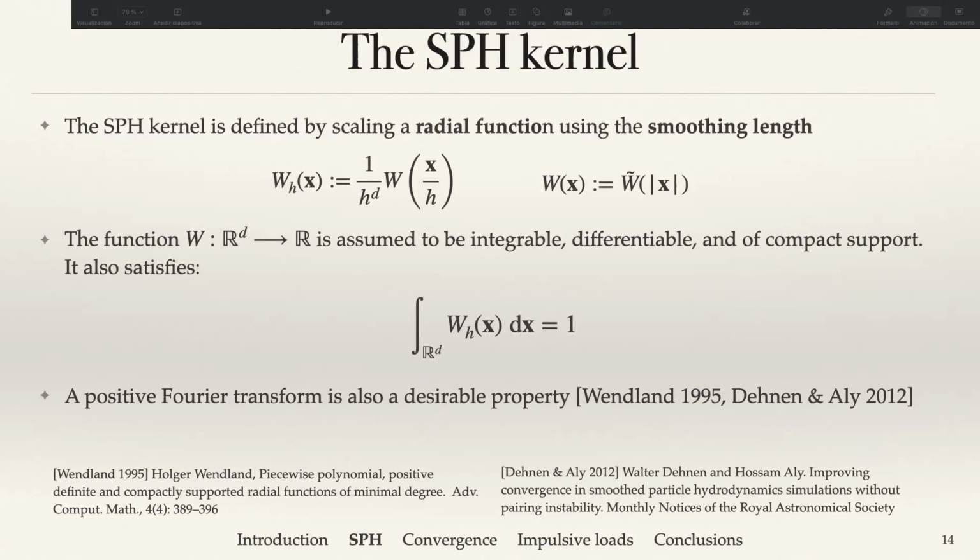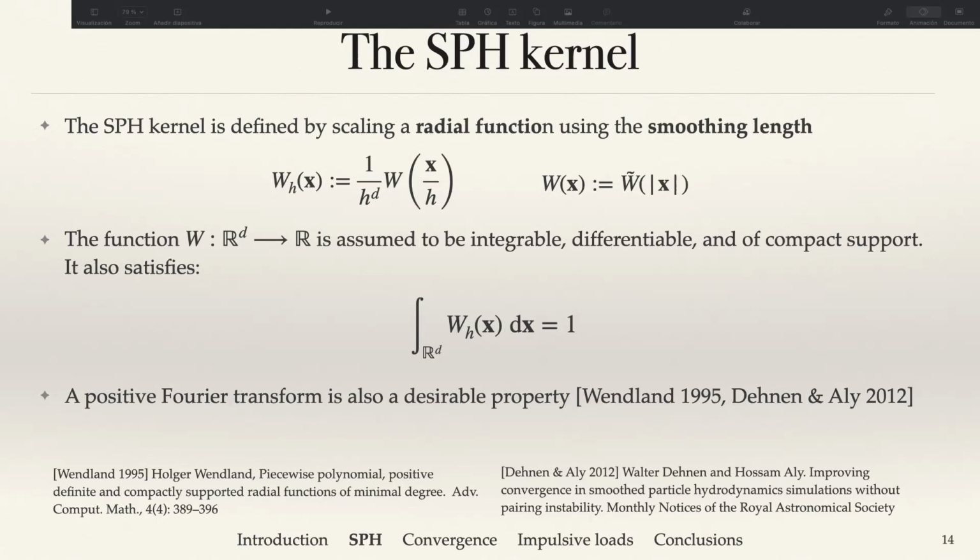So in 1995, Holger Wendland presented his already famous Wendland kernels, which are piecewise polynomial, positive definite, and compactly supported radial functions of minimal degree. Actually, Wendland showed in his article that these functions are unique. So for a given dimension and smoothness, these functions are the unique ones that are of minimal degree.